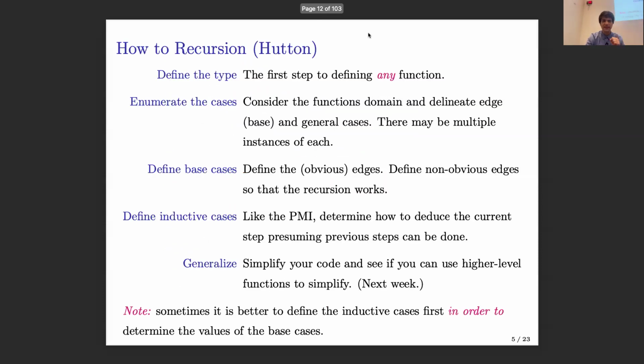Did you know that we used to teach functional programming to first-year students as introductory programming? We used to teach that here, actually. 1001 used to be a functional programming class. But Hutton wrote the book that I'm loosely following, and he still teaches functional programming to first years at his university.